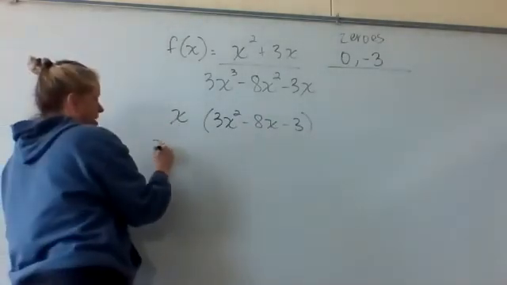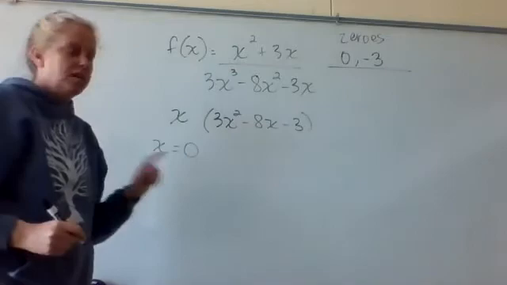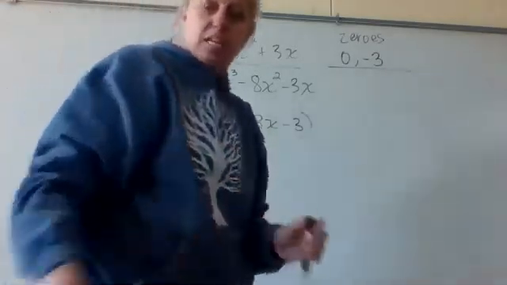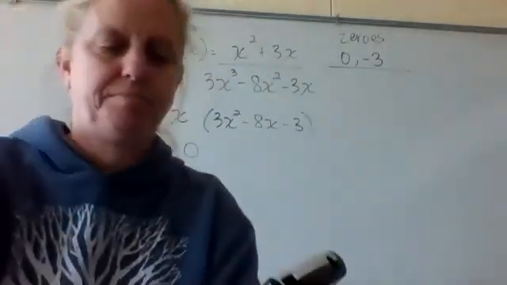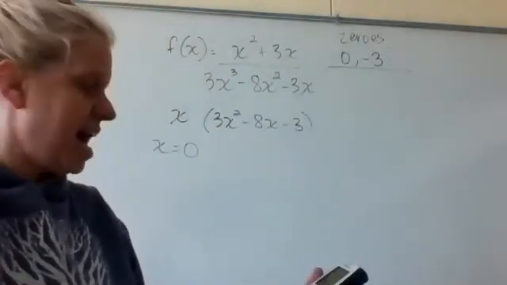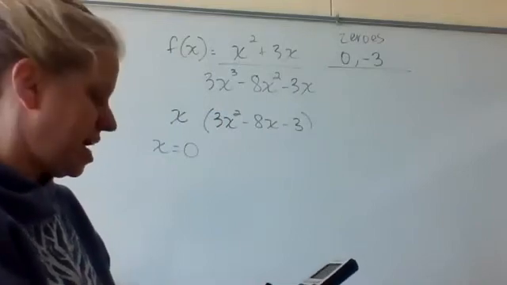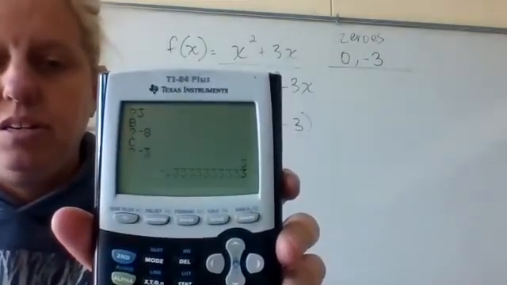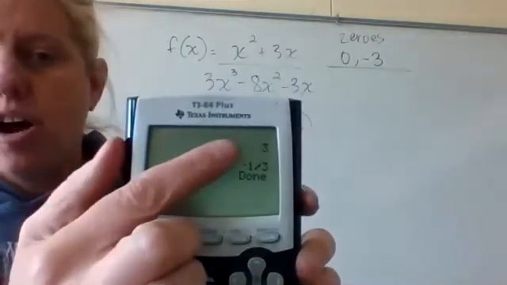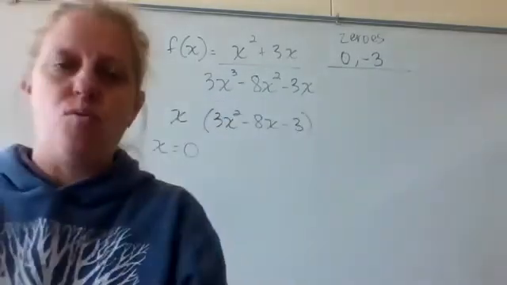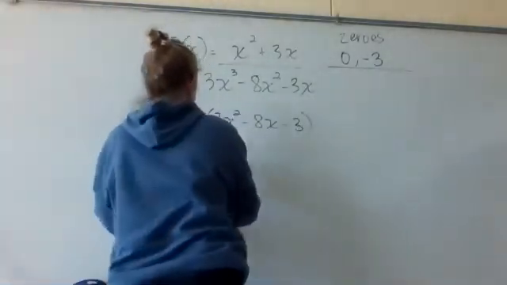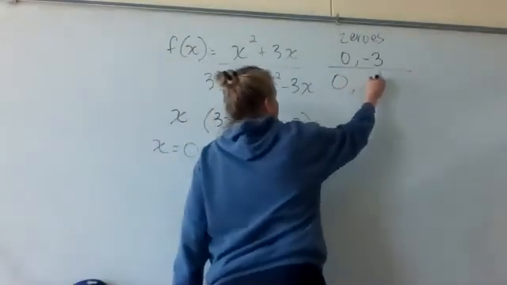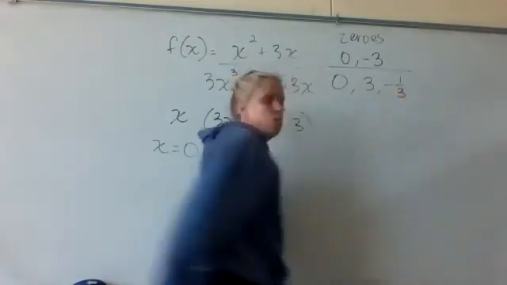This is a factor, so it does create your first 0. Now this is quad, so I can find the other 2 zeros using my quad. So let's see, A is 3, B is -8, and C is -3. Hit enter twice. So your other 2 zeros are 3 and -1/3. So the denominator has zeros of 0, 3, and -1/3.